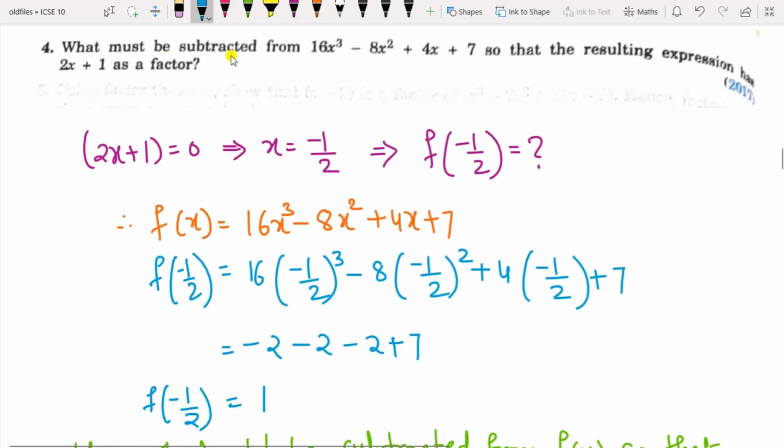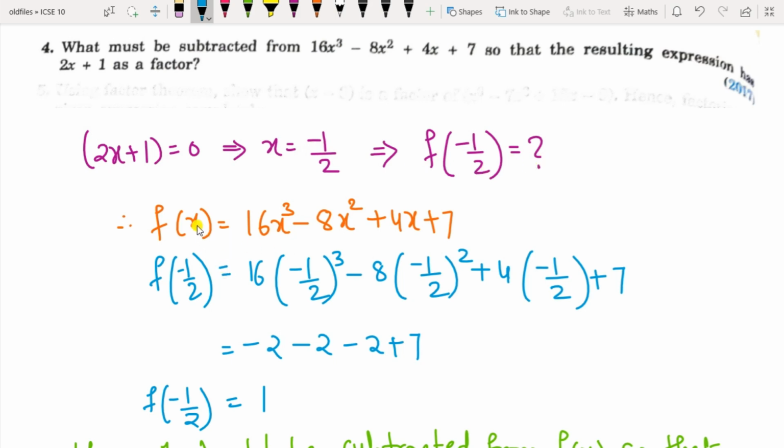Question 4. What must be subtracted from 16x cube minus 8x square plus 4x plus 7 so that the resulting expression has 2x plus 1 as a factor? Now this 2x plus 1 is not perfectly dividing this polynomial. To divide it perfectly so that it becomes its factor, what should be subtracted from this polynomial? Therefore 2x plus 1 equal to 0, so x should be substituted as -1 by 2, and you have to find f of -1 by 2.